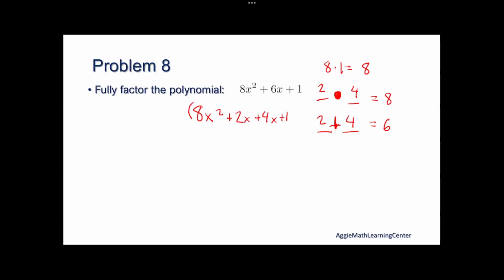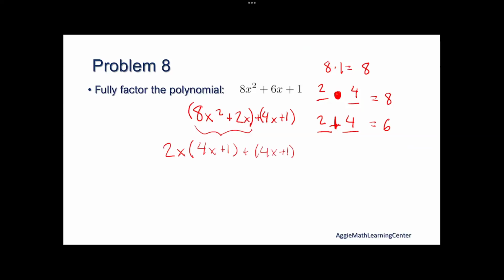Okay, and then we'll group them, right? And we'll pull out all the common terms we can find. So in this first group, what could we pull out of both of those terms? 2 for sure. And an x, yep. So then we will be left with 4x plus 1. Okay, and then in that second group, it's already in that 4x plus 1 term. We can't really pull anything else out of it, so we're going to leave it there.